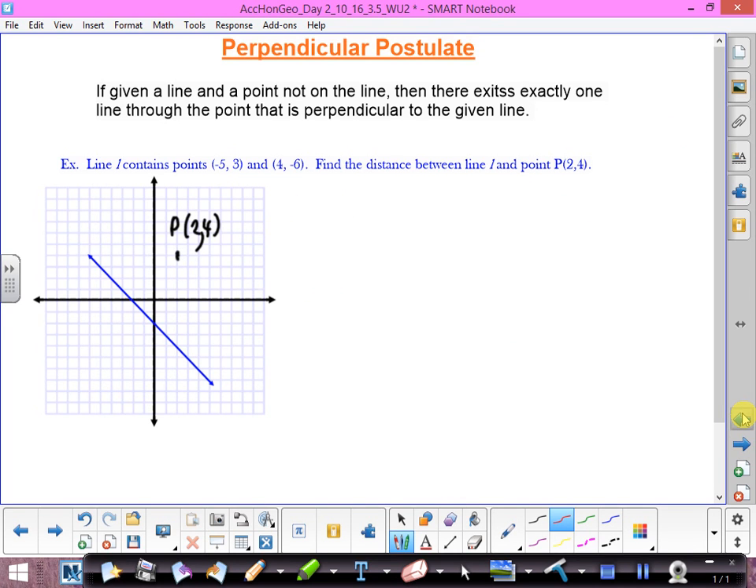So if you're given a line and a point not on the line, then there exists, obviously that's misspelled, to fix that, exactly one line through the point that is perpendicular to the given line. So what we need to do is figure out this perpendicular segment that goes from P to line L, and find the point where the segment intersects, and then we're going to find the distance between these two points. So the first thing we want to do is write the equation of line L.